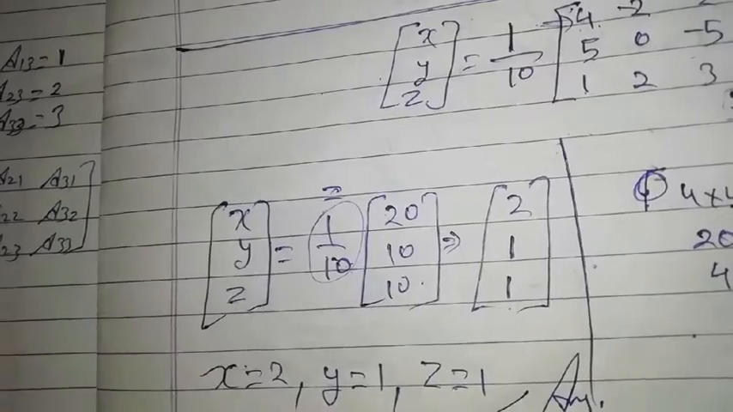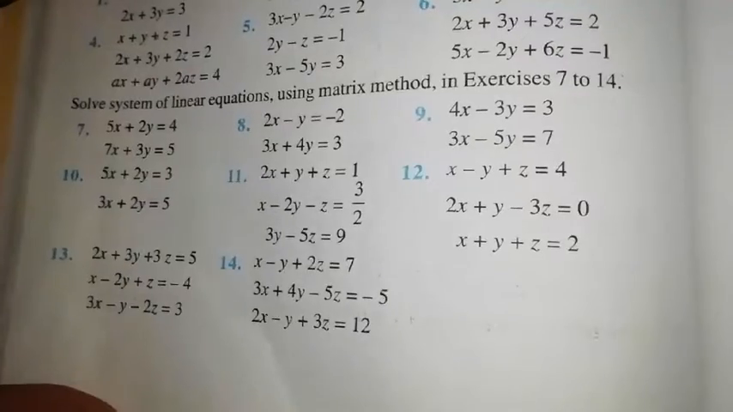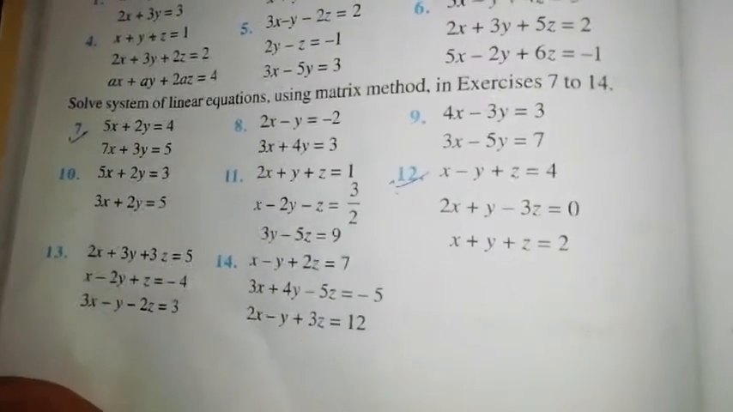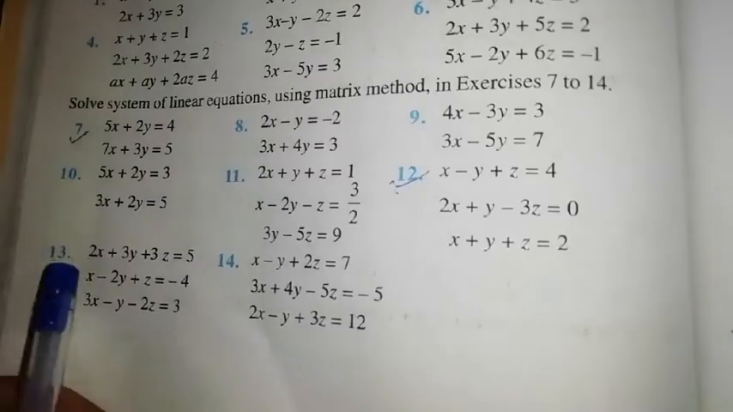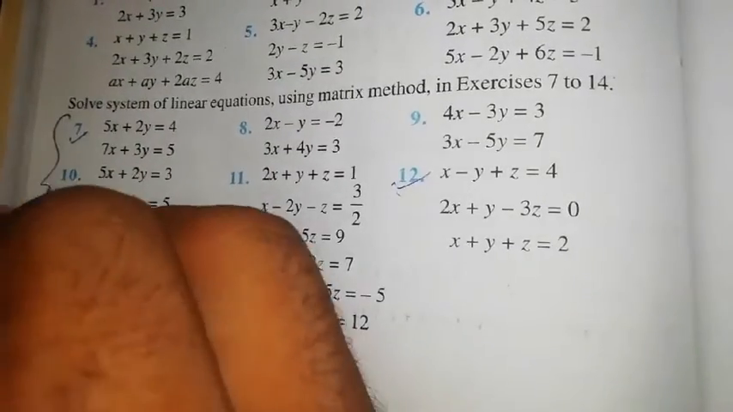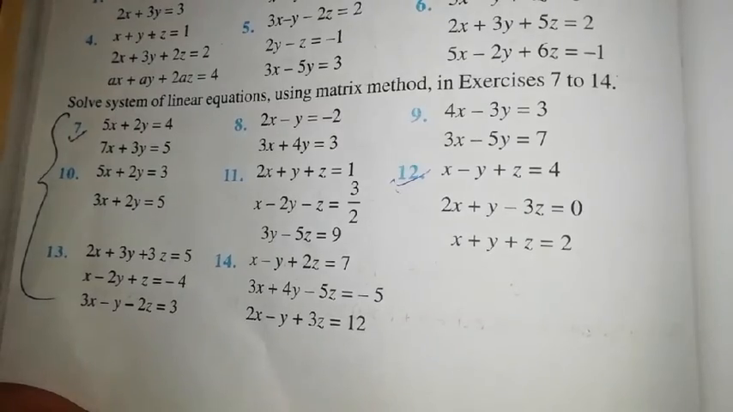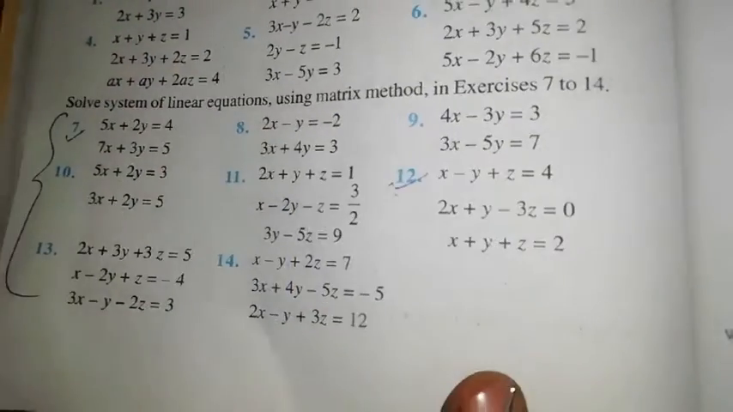Okay, in this way you have to solve the questions. So now, these two questions I have solved, 7 and 12, and the remaining are 8, 9, 10, 11, 13 and 14. This means only these questions you have to solve, not question numbers 15 and 16, and not 1 to 6. Okay.